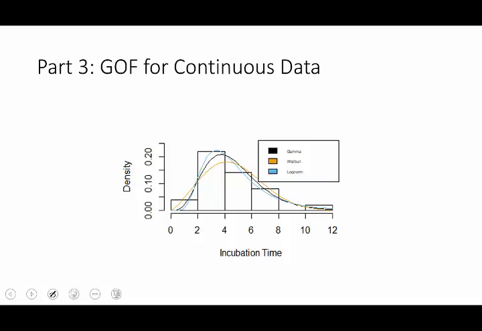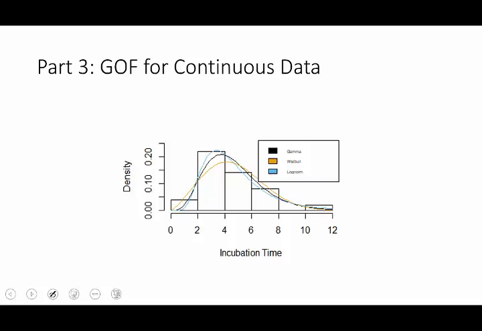So to start off, I wanted to review the picture we saw at the end of part 1, where we were fitting a gamma, a Weibull, and a log normal distribution all over the data, the incubation time data from the Backer study. Now, one of the questions we had there was, well, how could we distinguish between these three curves in terms of saying which one's a better fit to this specific data set?